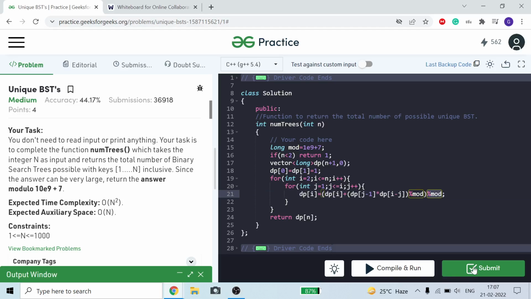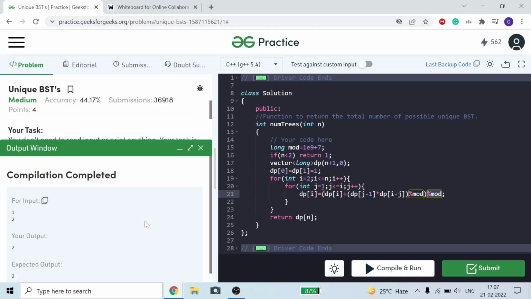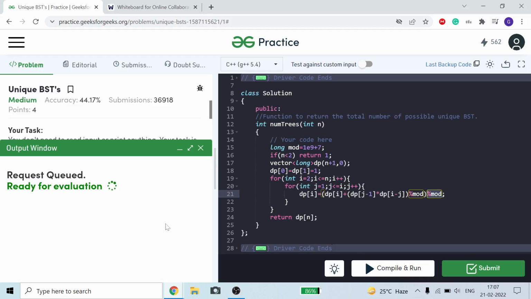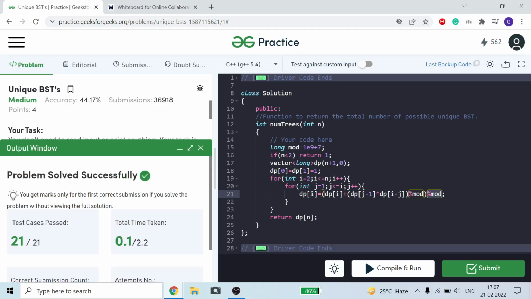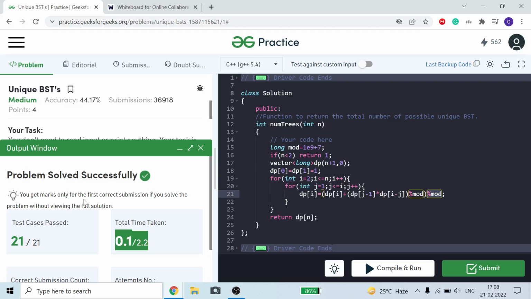Now what I can do, you can see I just submit it. Now you can see all the 21 test cases pass. Time taken is also very low, 0.1.